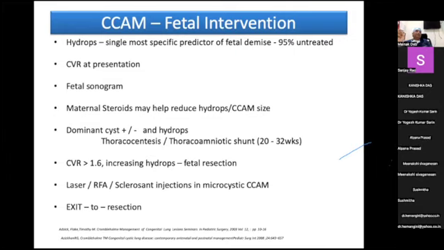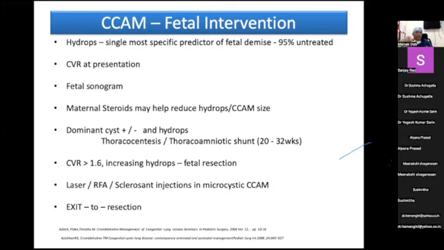So one of the gray areas in the management of these fetuses with CCAM is still crystallizing the indications for fetal intervention. In the late 90s and the early 2000s, there was a great push from the Philadelphia group, the CHOP group, for very aggressive fetal interventions for children who presented with CCAMs, especially those with hydrops, or ones without hydrops but a progressively increasing CVR of 1.6, where they thought those were the kids at a higher risk of progressing to hydrops.